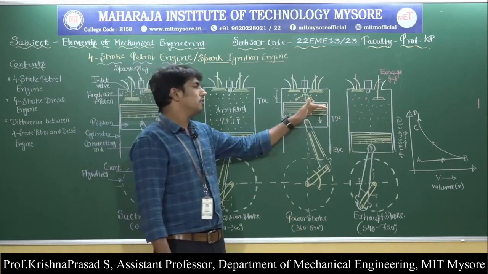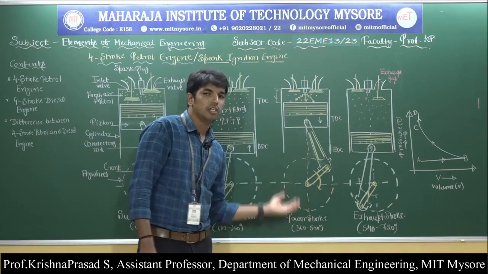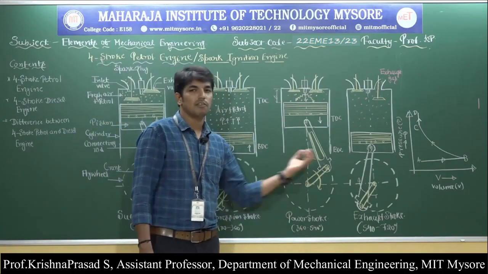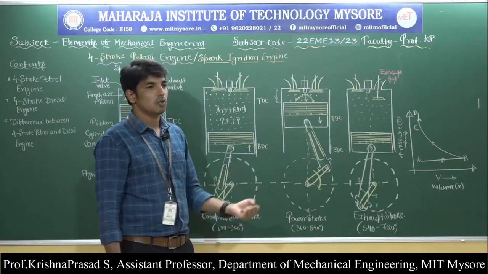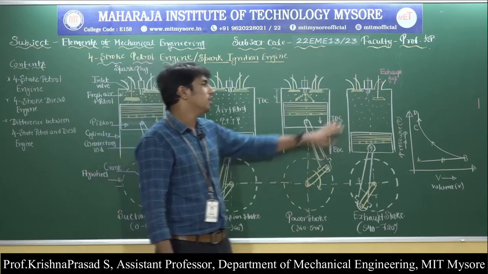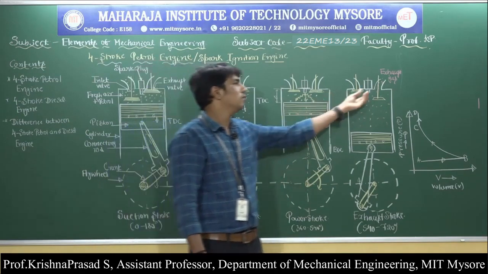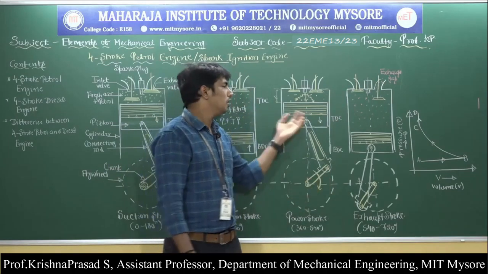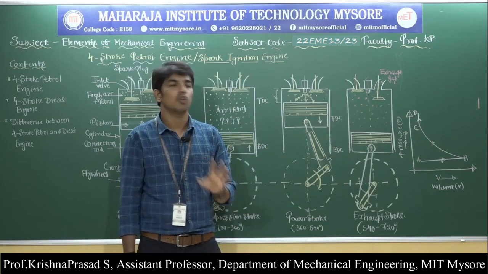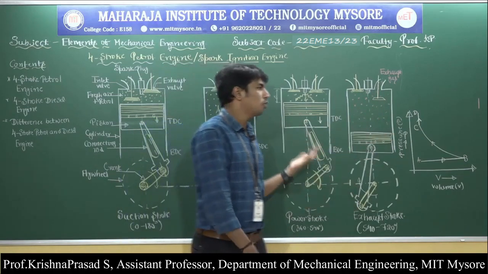When the piston moves from top dead center to the bottom dead center, the flywheel stores the energy during the power stroke. Here is the beginning of the power stroke and here is the end of the power stroke. At the end of the power stroke, the exhaust valve is open, hence a sudden drop in pressure is going to take place. So how to represent the sudden drop in pressure?